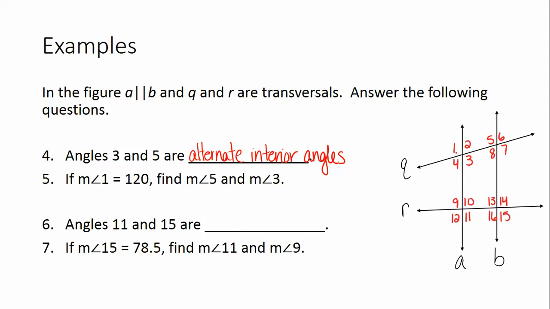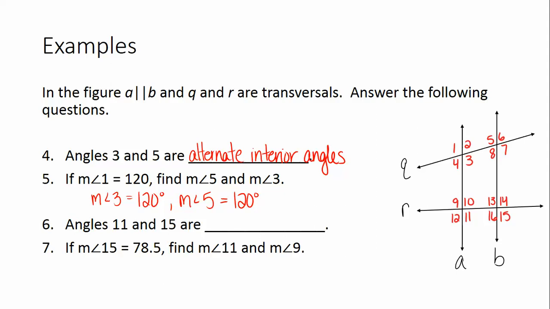There are several methods to go about this. We can start by comparing 1 and 3. Remember from the first set of vocabulary terms, 1 and 3 are vertical angles, and vertical angles are congruent. So if angle 1 is 120, angle 3 is 120. So the measure of angle 3 is 120 degrees, and the measure of angle 5 is also going to be 120 degrees. Again, that's because they are alternate interior angles, and those are congruent.